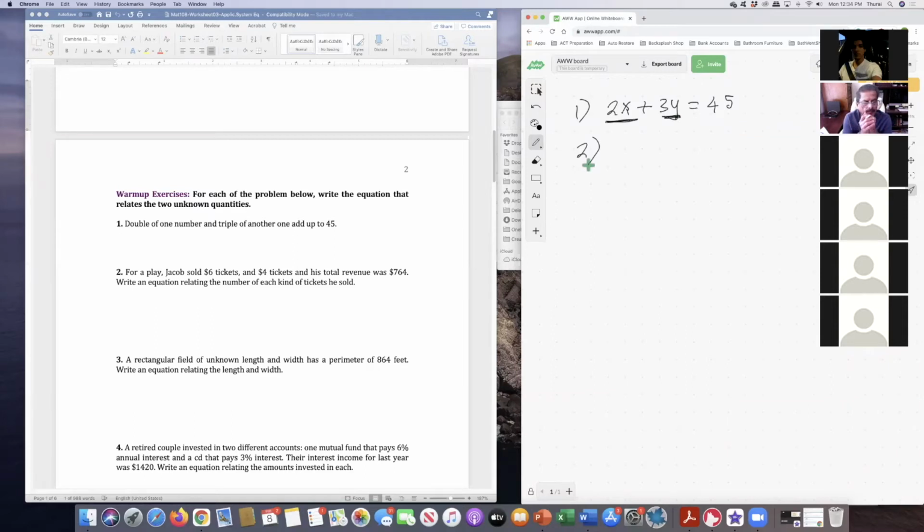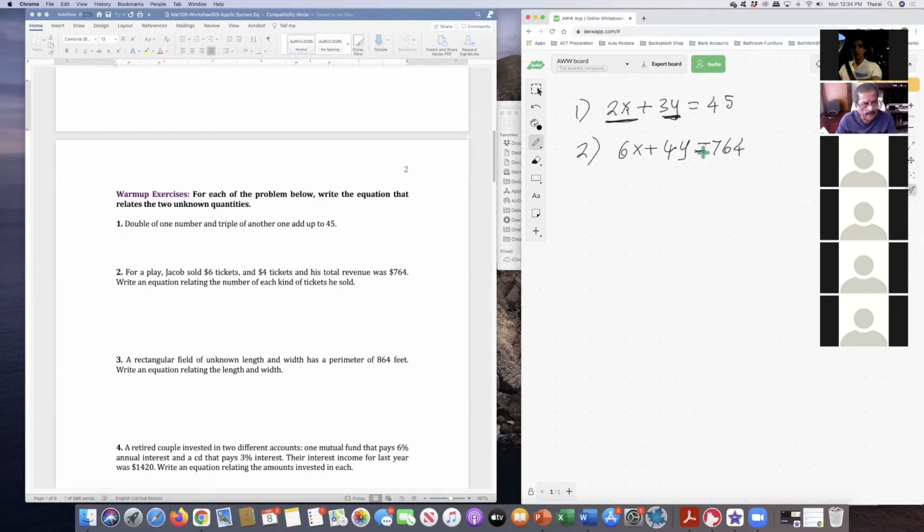Okay, if everybody has the answer, go ahead. 6x plus 4y equals 764. Okay. Write an equation relating the number of each kind. Okay, that's right, very good. The number of each kind of tickets sold is the unknown quantity. Usually the last line tells you what the unknown quantities are. I'm explaining for everybody, but that answer is correct.